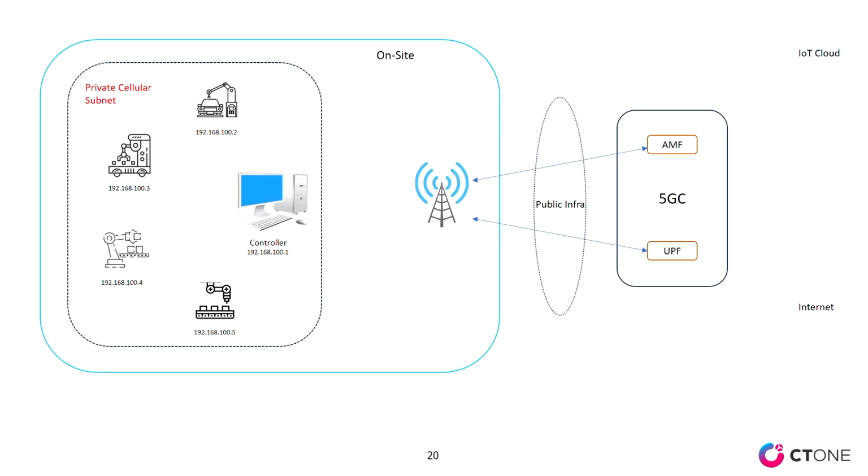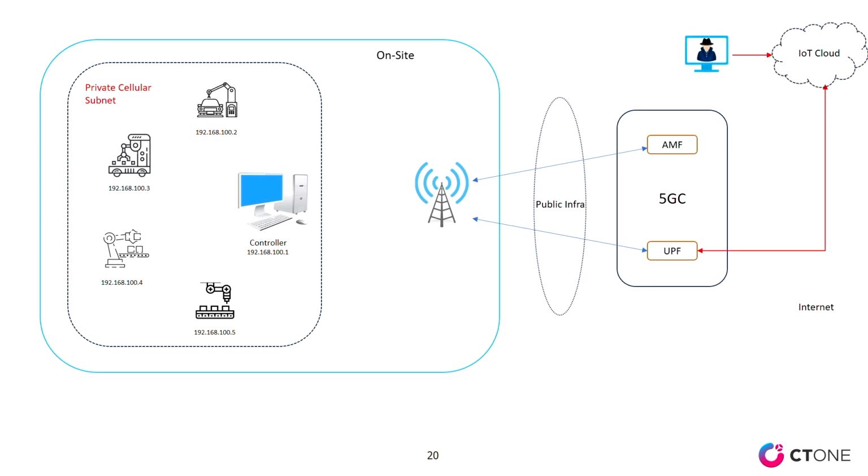So if we take this reference architecture and extend it to a general industrial architecture, it will look like this. We have connected devices here, and they have a controller, and maybe they are connected through a router to a base station, and maybe they are connected through public infra to the 5G core in the ISP backend.